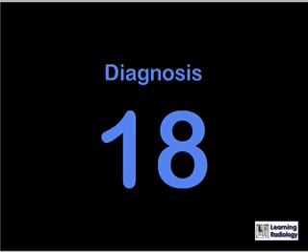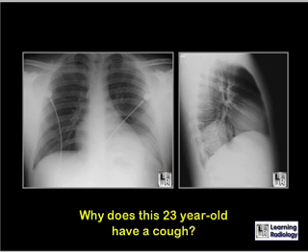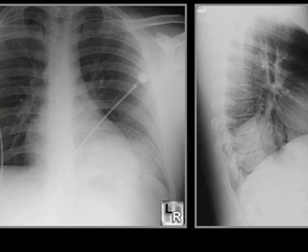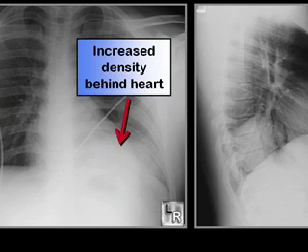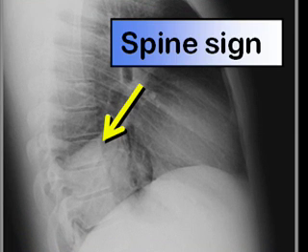Why does this 23-year-old have a cough? You can see there's increased density at the left lung base, which is obscuring the left hemidiaphragm. On the lateral view, there is something called the spine sign, in which there's increased density at the lower aspect of the thoracic spine, instead of normally what is seen on a lateral image of the chest, which is that the spine appears to become blacker.